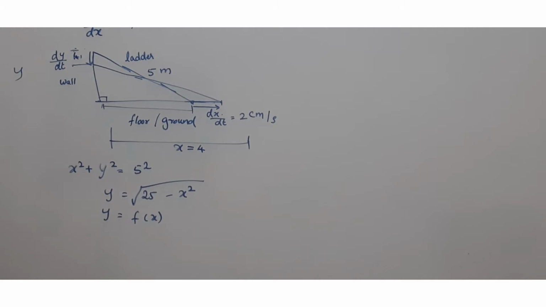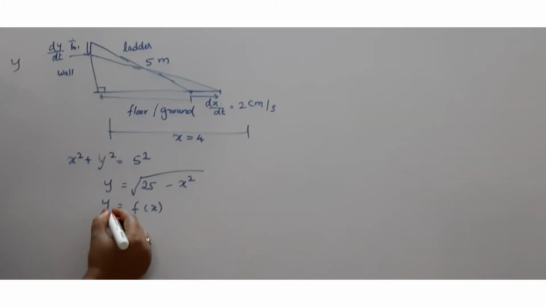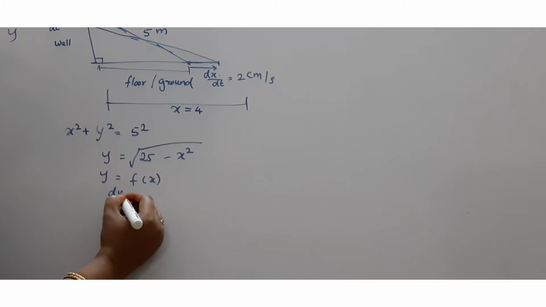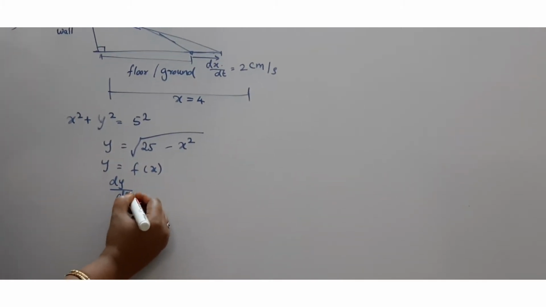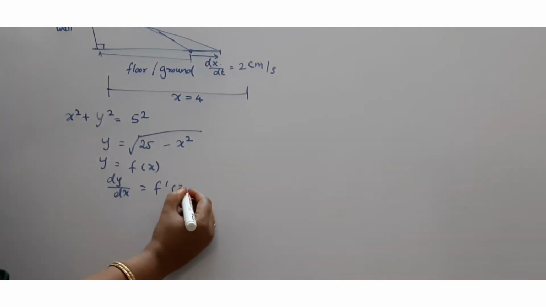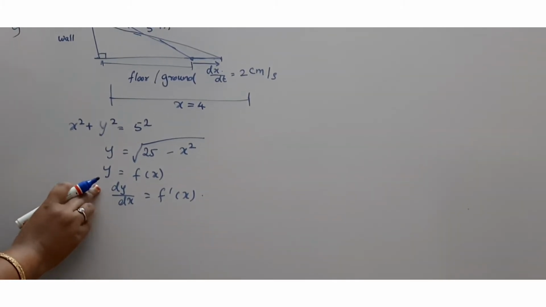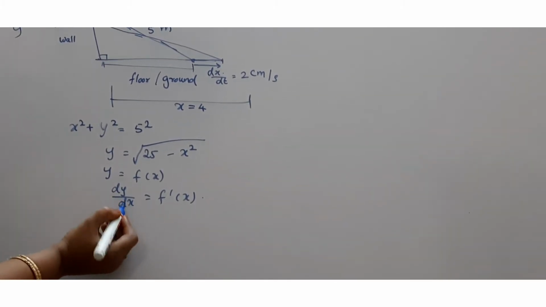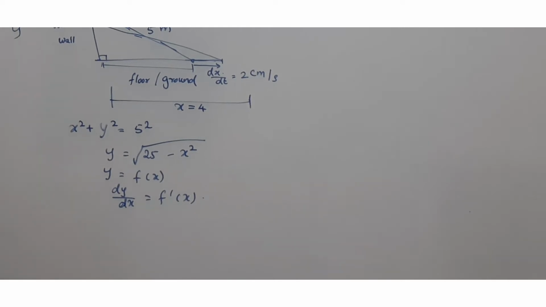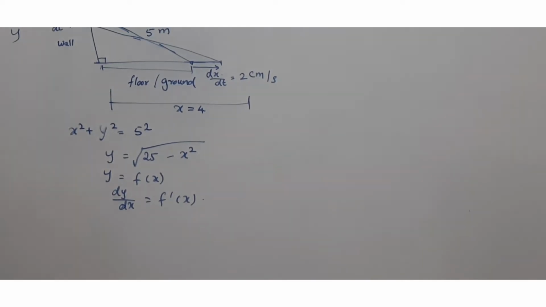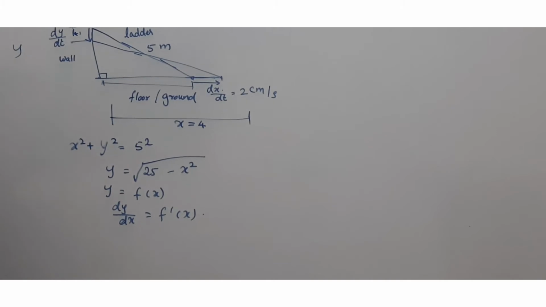We can solve this equation by differentiating. We have to find the derivative of this one. In general differentiation, we write dy by dx equal to f dash of x. But this is not the case here. We need to find dy by dt. That is what is required here.